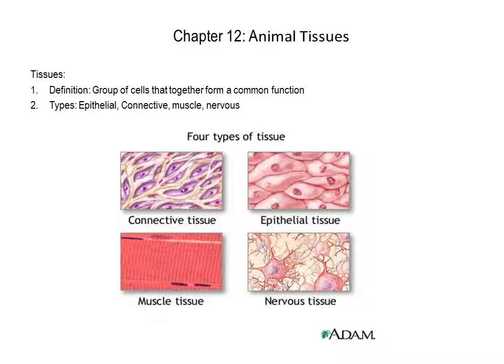So we are going to cover 4 types of tissue. They're the 4 main types. They are connective, muscle, nervous, and epithelial. Each of these has subdivisions. We'll get to them as they become important.